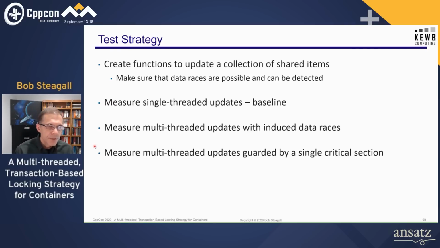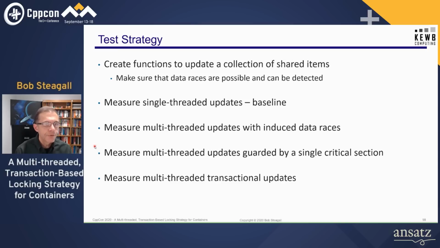And for comparison purposes, we also want to measure multi-threaded updates that are guarded by a single critical section. In this case, because we're not distinguishing between readers and writers, we don't really need a shared mutex. We can just use a regular mutex because every operation is a write operation. And then finally, we want to test the algorithm's performance by measuring transactional updates in a multi-threaded environment.